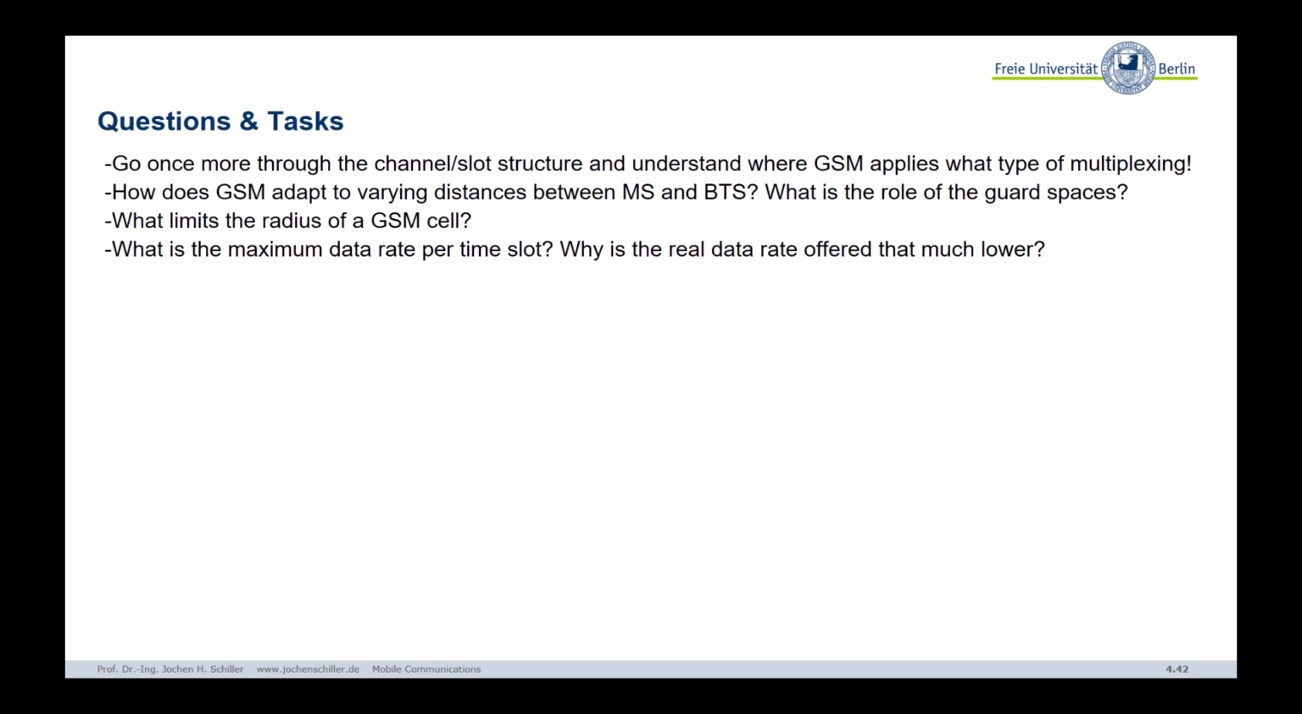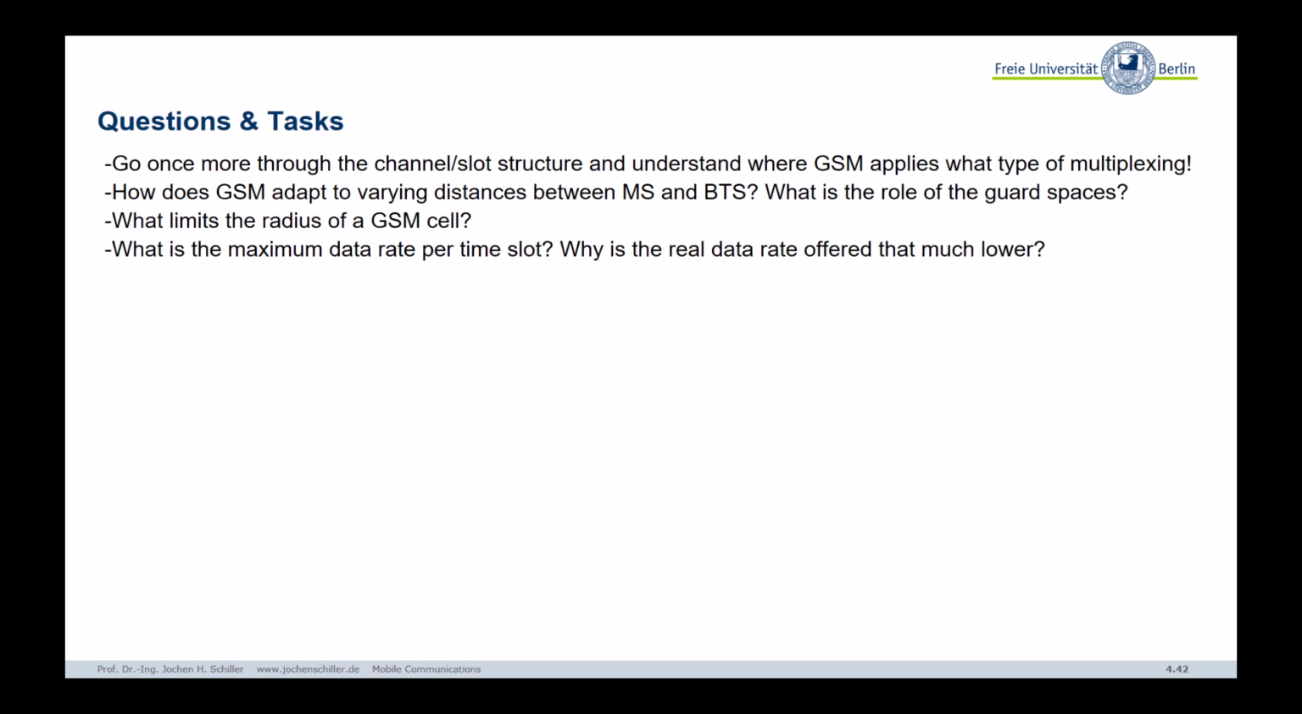Some questions and tasks. Please go once more through the channel structure, the slot structure, the architecture of GSM, and understand where GSM applies what type of multiplexing. You will find different multiplexing schemes in GSM. Then how does GSM adapt to varying distances between a mobile station and the BTS? What is the role of the guard spaces? How can you adapt to a moving mobile station? And in this context, what limits the radius of a GSM cell? There are several factors, name them.